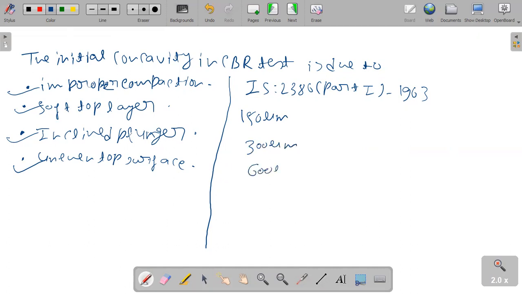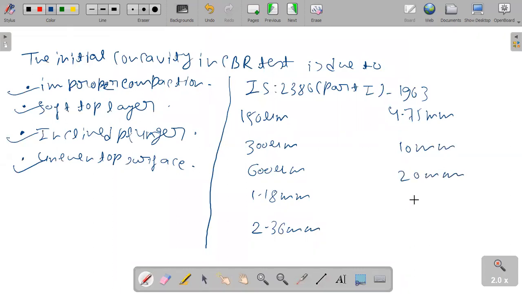600 mm, 1.18 mm, 2.36 mm, 4.75 mm, 10 mm, 20 mm, 40 mm, and 80 mm. Okay, so we have sieves like this.